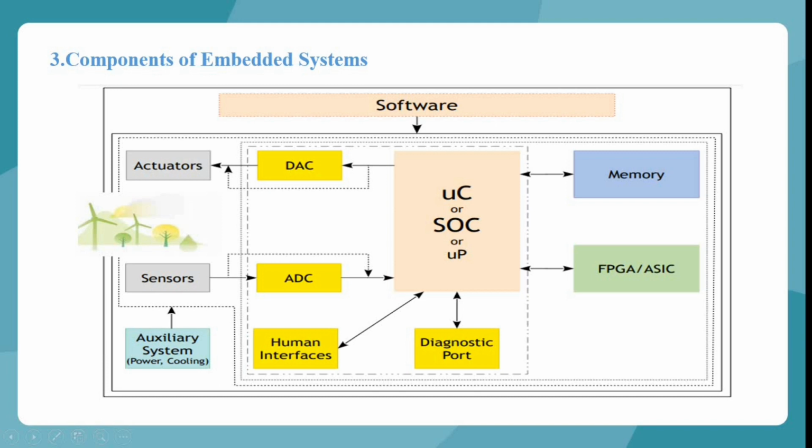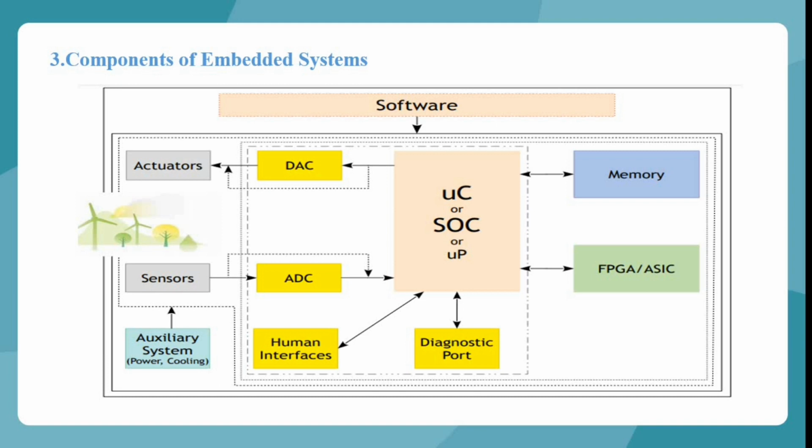Actuators are used for physical movement, and sensors take the input from the environment and pass it to the microcontroller. DAC and ADC are digital to analog converters and analog to digital converters. In the real world, all information is analog, but computers and microcontrollers do not understand analog information. They only understand digital information. So for that purpose, we require digital to analog and analog to digital converters.